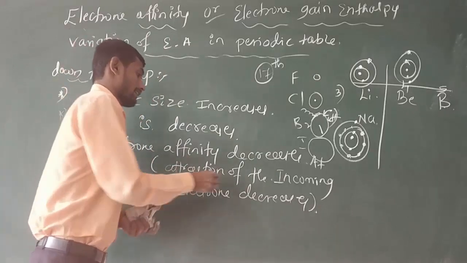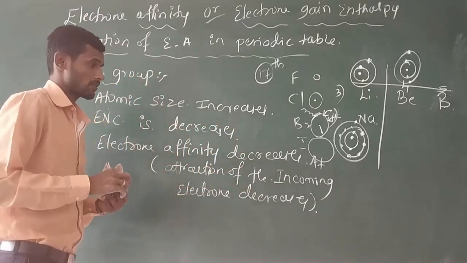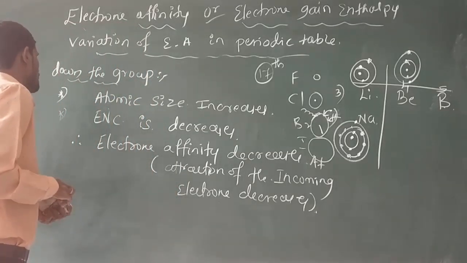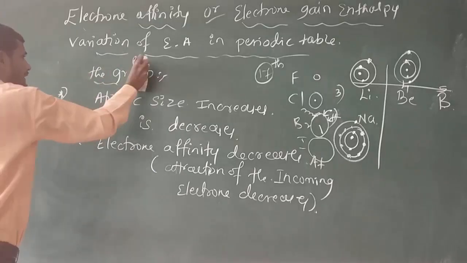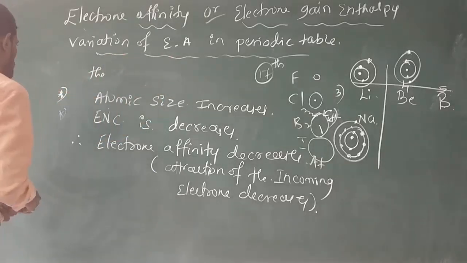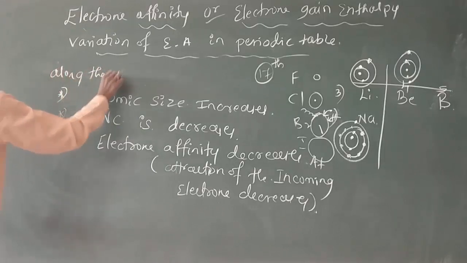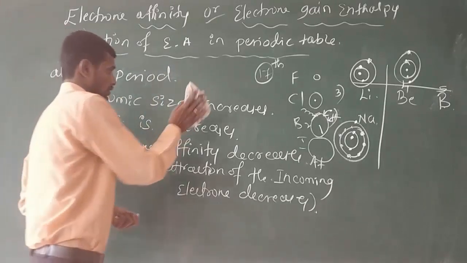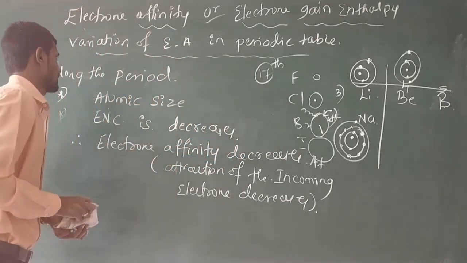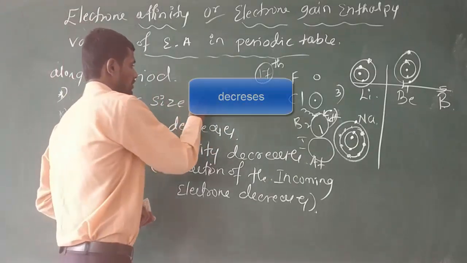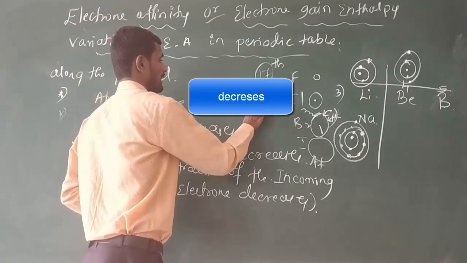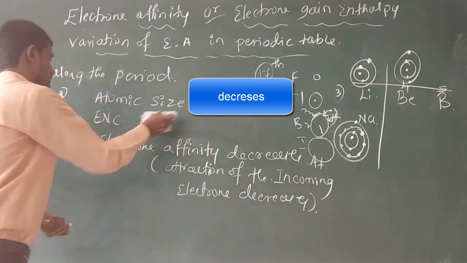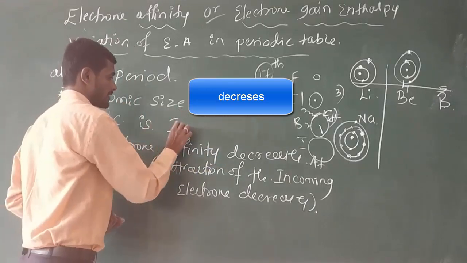Attraction of the incoming electron decreases. Yes, very important. And another point, along the period. Yes, students, we know that when you move along the period, atomic size decreases because the extra electron enters into the same shell. At that time, effective nuclear charge increases.